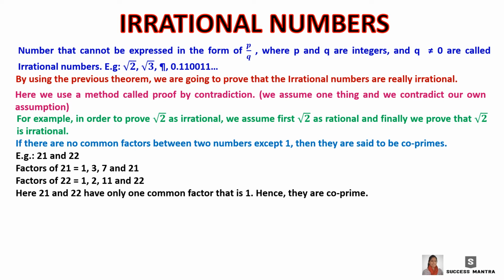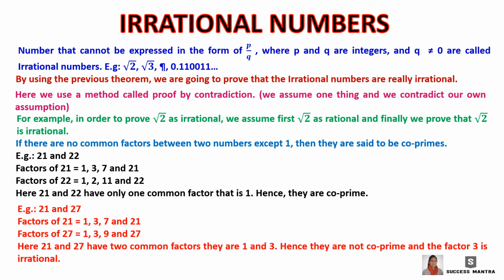And one important thing that you need to know before starting the theorem is what is meant by coprimes. Coprimes are numbers that don't have any common factor other than 1. Consider these two numbers, 21 and 22. When we take the factors of 21 and 22, the factors of 21 are 1, 3, 7 and 21, and 22 has factors 1, 2, 11 and 22. So they don't have any common factor other than 1. So 21 and 22 are coprimes.